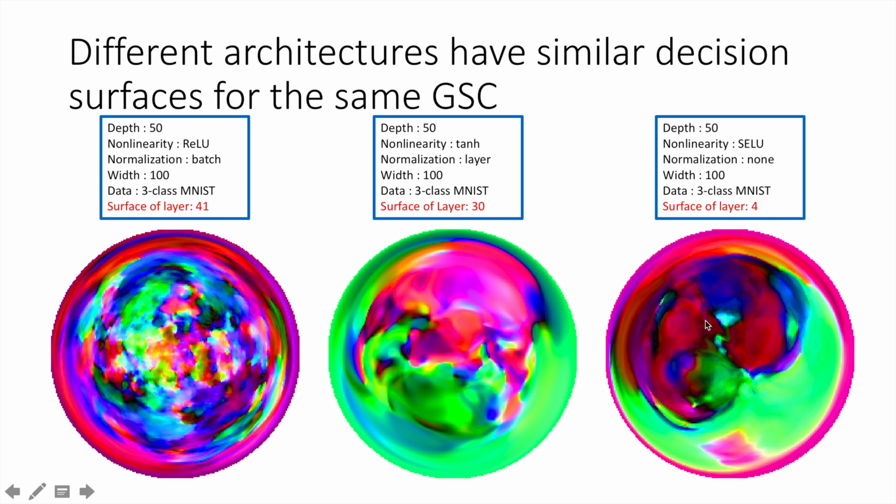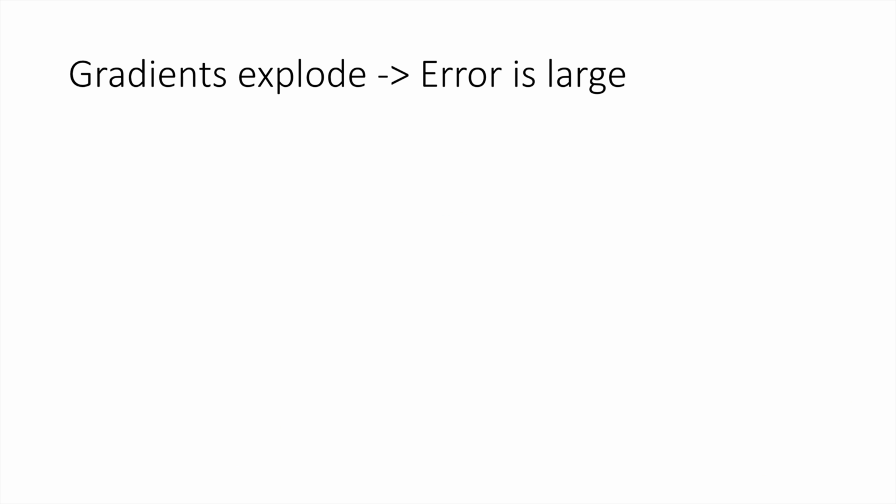The GSC has similar levels in all 3 cases. While the visual features of the surfaces differ in, for example, the sharpness of color boundaries, the level of complexity is comparable. Now we will show how gradient explosion leads to high errors and thus to what is termed the exploding gradient problem.